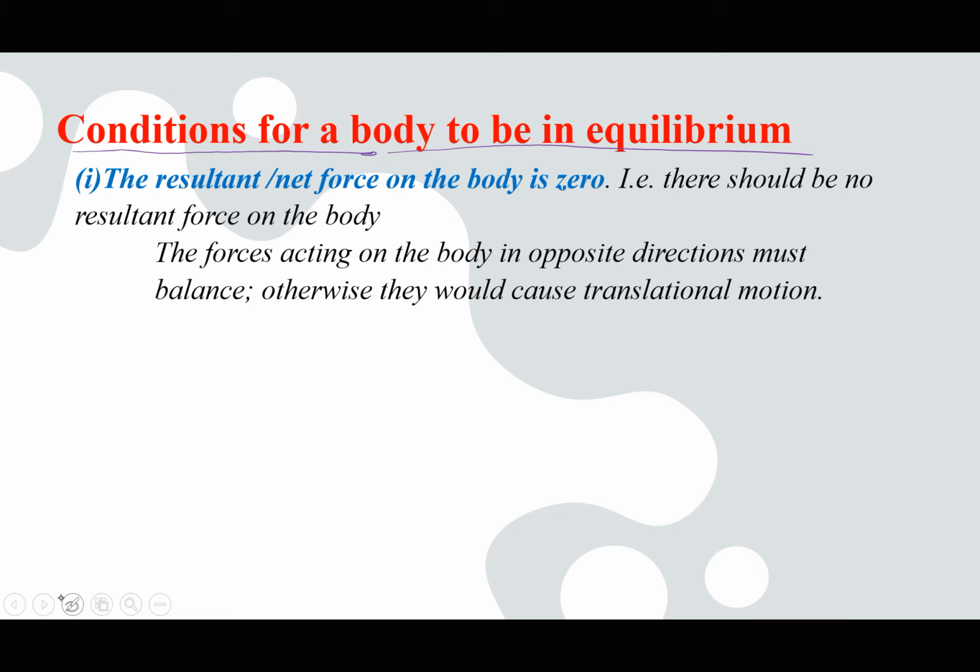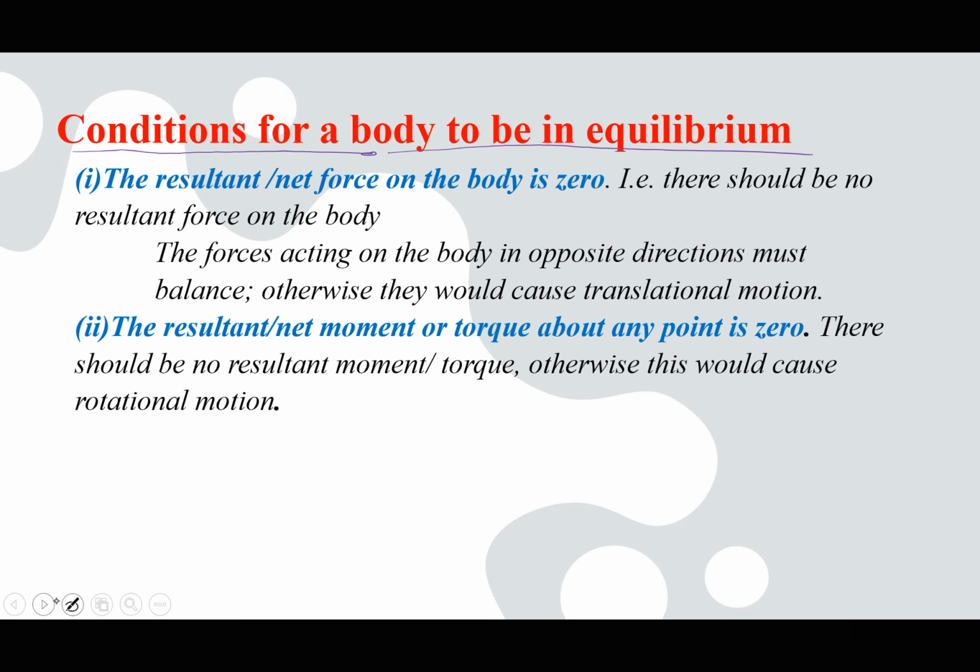So, the resultant force should be zero in the first place. That means there should be no translational motion, or the body should be in what we call translational equilibrium. Number two, for the body to be in equilibrium still, the resultant moment or the resultant torque or the net moment or the net torque about any point must be zero.